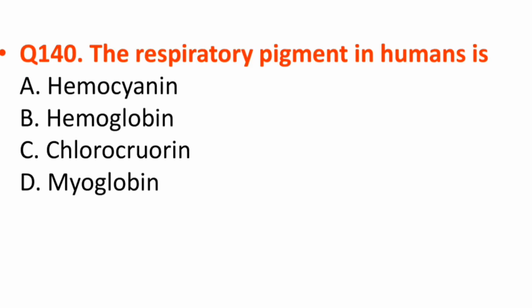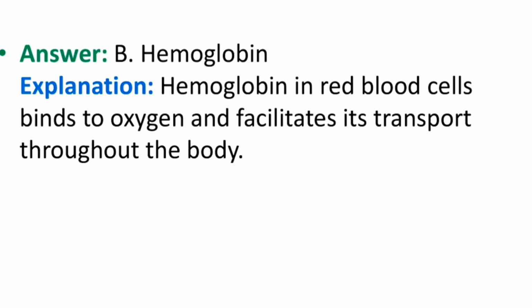Next question. The respiratory pigment in humans is option A, hemocyanin; option B, hemoglobin; option C, chlorocruorin; option D, myoglobin. The correct answer is option B, hemoglobin. Hemoglobin in red blood cells binds to oxygen and facilitates its transport throughout the body.